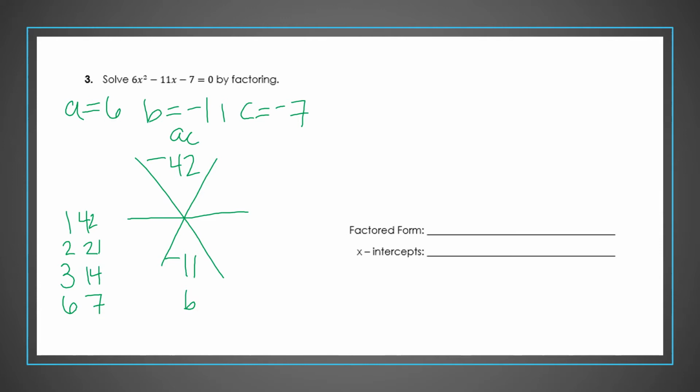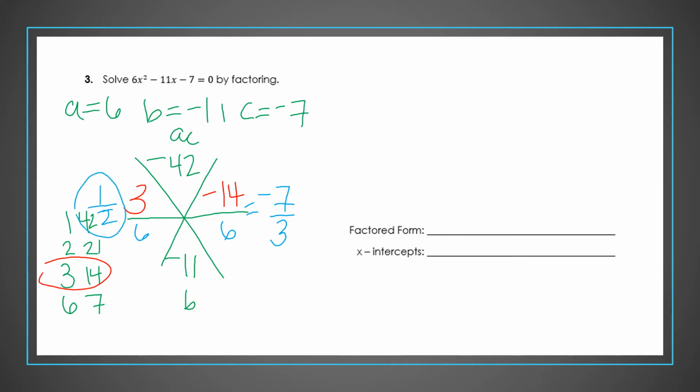So we're looking for the pair that we can get an 11 out of. Definitely not 1 and 42, not 2 and 21. The pair is going to be 3 and 14. But in order to make that a negative 11, we're going to need to make that 14 negative. When I multiply them, I'll get the negative 42, but when I add them, I'll get negative 11. Now we're going to divide by a, which is 6, and then we are going to try to simplify these fractions. Negative 14 over 6, each of those is divisible by 2, so that's going to become negative 7/3. And 3 over 6 becomes 1/2.